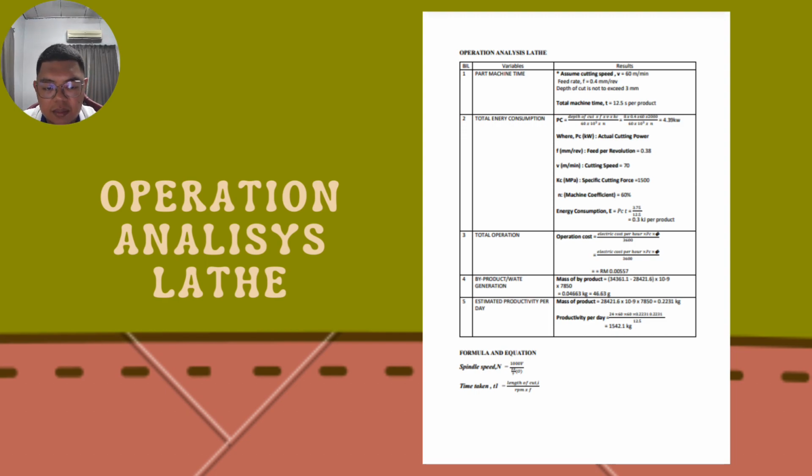And for byproduct or waste generation, the mass of byproduct is 46.63 gram. And the last part is estimated productivity per day. The mass of product is 0.2231 kilogram, and the productivity per day is 1552.1 kilogram.